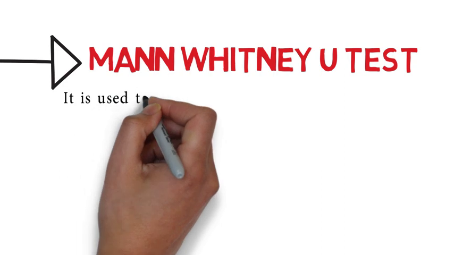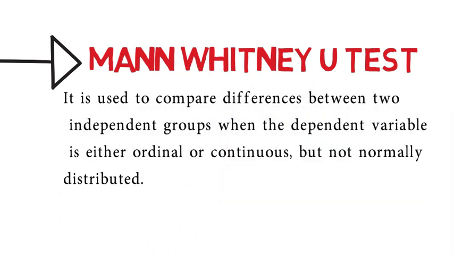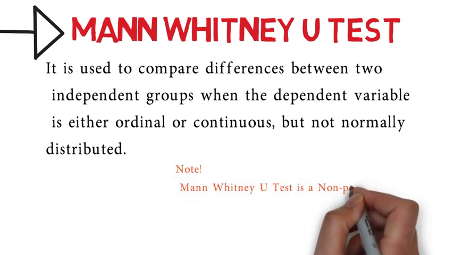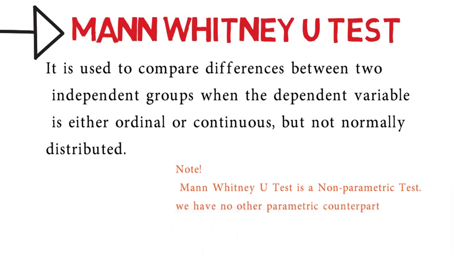Mann-Whitney U-test is used to compare differences between two independent groups when the dependent variable is either ordinal or continuous, but not normally distributed. Reminder that Mann-Whitney U-test is a non-parametric test. However, in this case, we have no other parametric counterpart, so ito yung gagamitin natin.